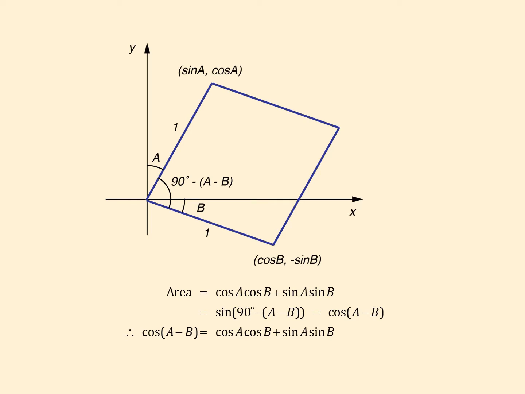I haven't found a diagram for the compound angle formulae for tan, but this is usually done just by dividing the formula for sine by the formula for cosine.